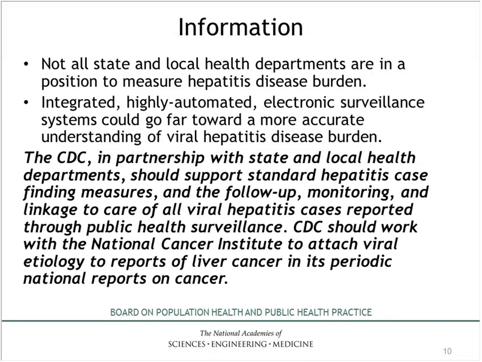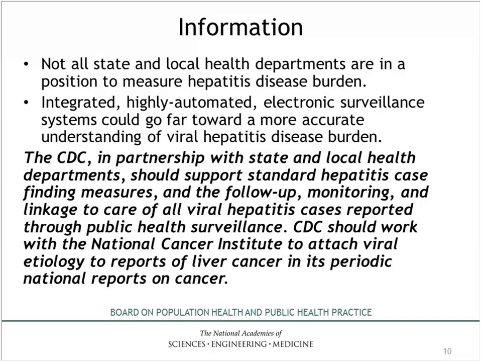CDC should also work with the National Cancer Institute to attach viral etiology to reports of liver cancer in its periodic national reports on cancer. National Cancer Institute maintains the SEER network, a nationwide network of reporting on cancer cases, and then based on that gives annual reports about the state of cancer in the U.S. But when reporting on liver cancer, they don't report on whether it's hepatitis associated or not. And adding that additional information in its periodic reports would be useful information to monitor the progress of the epidemic going forward.